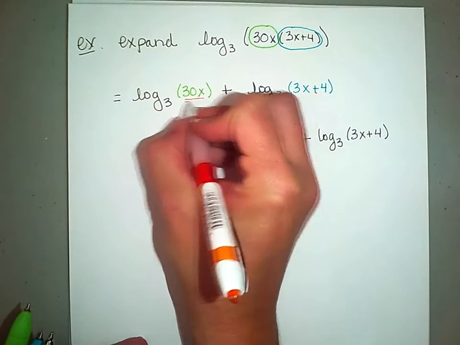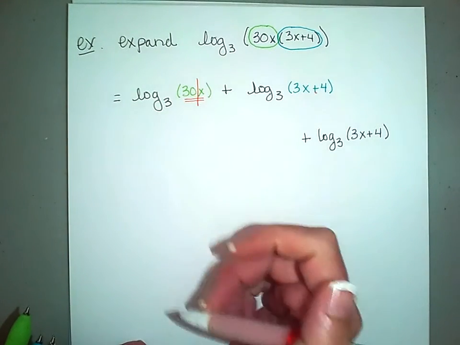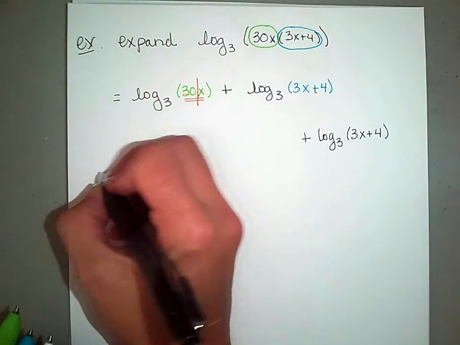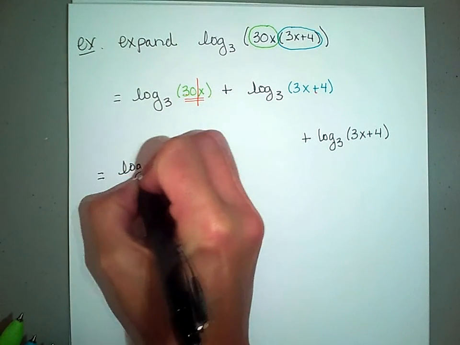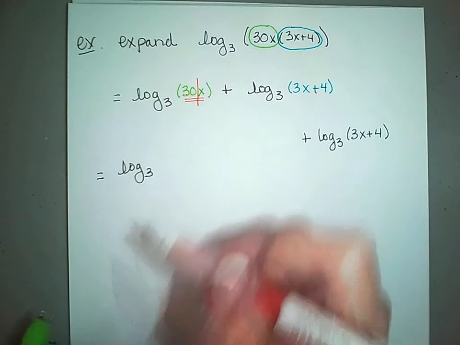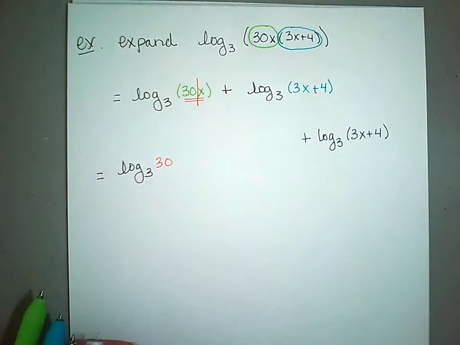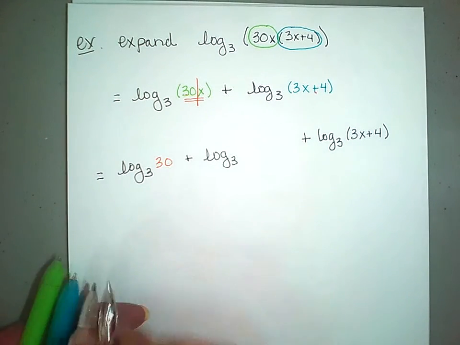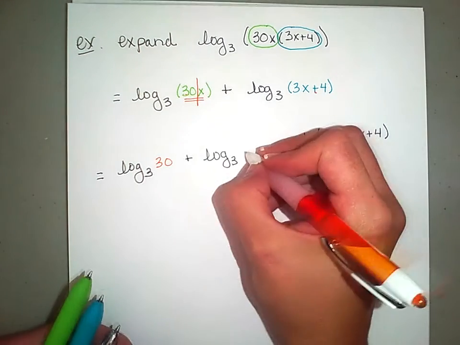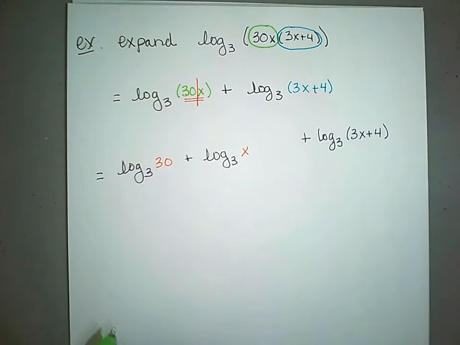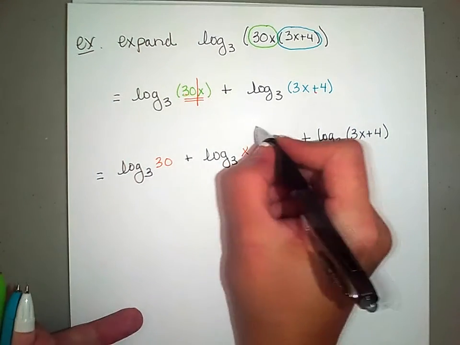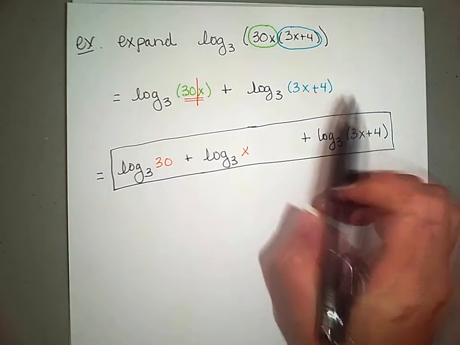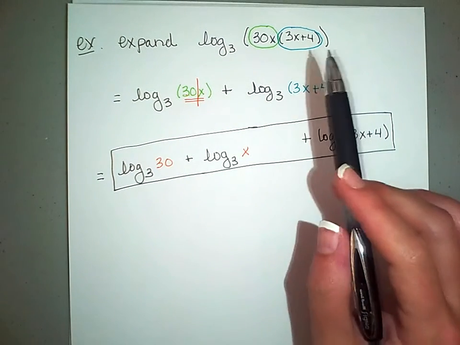Over here, however, we have yet again another multiplication, another product, so we can split that up. So we could write this as the log base 3 of the first, which is 30, plus the log base 3 of the second, which is x. And so with all of this now, we have expanded this logarithm.